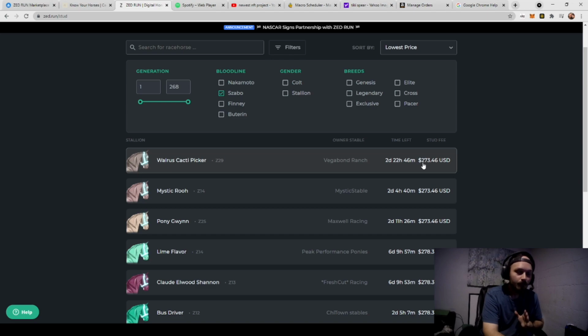Now, what you do want to look at when you're going to buy horses is: is this a donkey, or is this a horse that nobody's going to want to breed with because it's done 20 races and hasn't won anything? And in the next video, we're actually going to show you how to analyze each and every single horse that is on OpenSea.